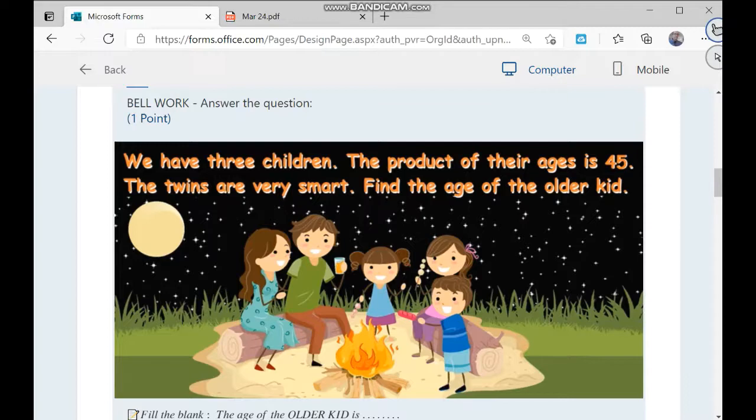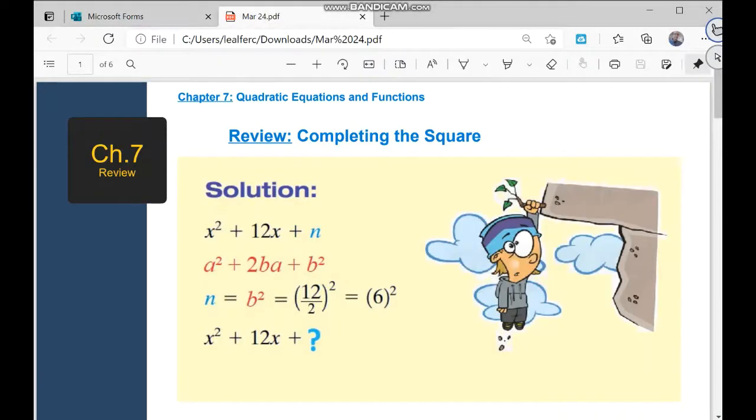Think about the bell work. We'll get back to this bell work later. Because today's Wednesday, we have to go straight away to our lesson. You do not have enough time today.